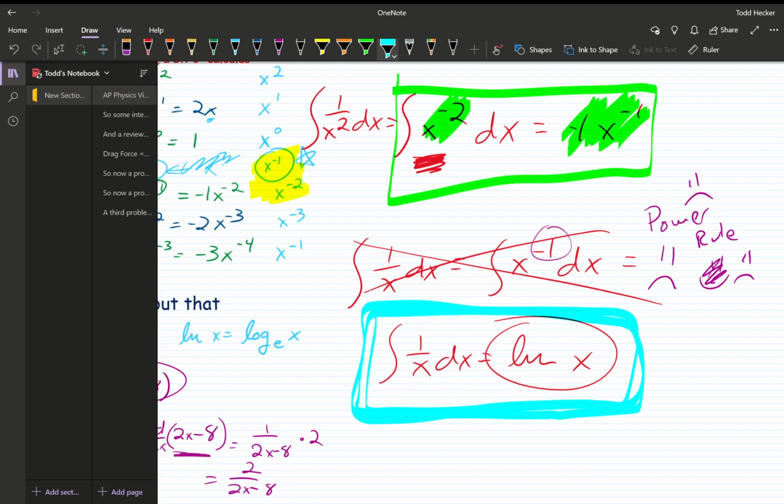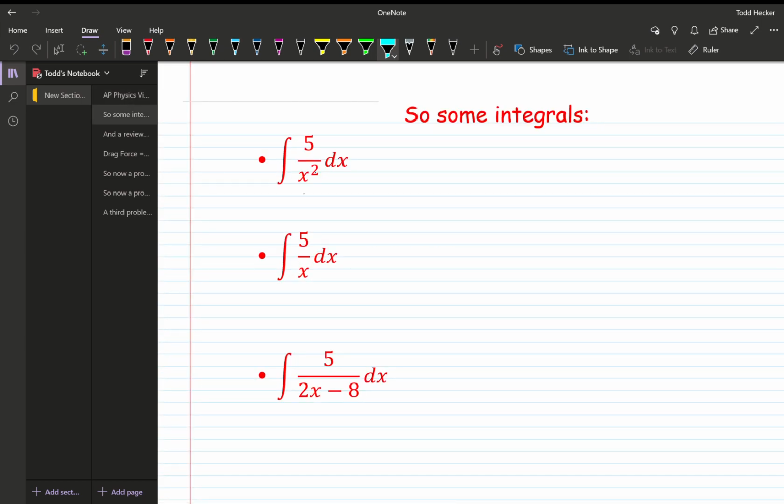All right, so let's apply that to some maybe trickier ones, right? Okay, so let's do this one. In fact, this would be a great time for you to pause the video and see if you can solve these on your own. Okay, I will assume that you've done that, and we'll do this. All right, so for this first one, this is the same as the integral of 5x to the negative 2 dx. So let's try the power rule.